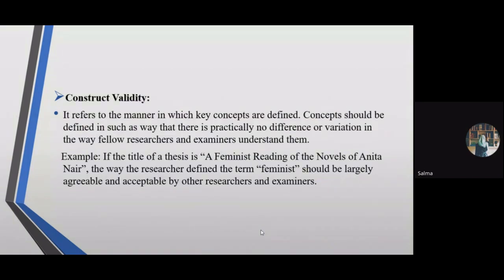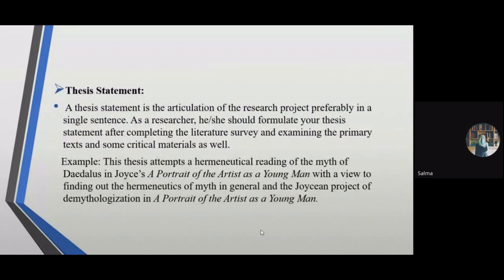Okay, on reading the title, you will understand I am making a feminist study on Anita Nair. But if you go and read my entire thesis, and I have not done justice to the word feminist, then the thesis will not have a connection to the title and the entire research.